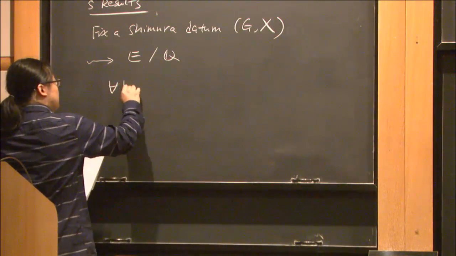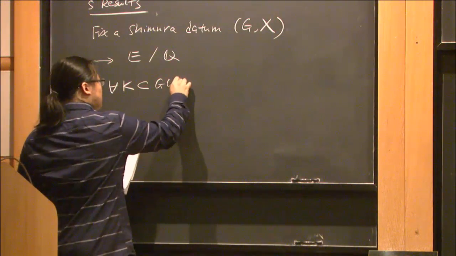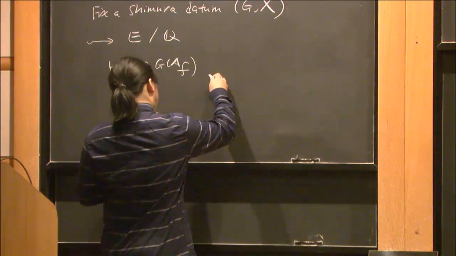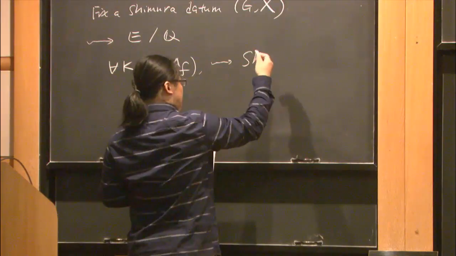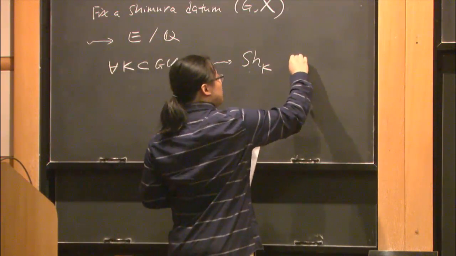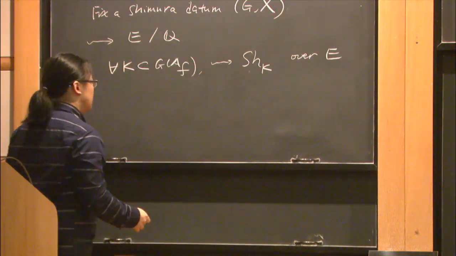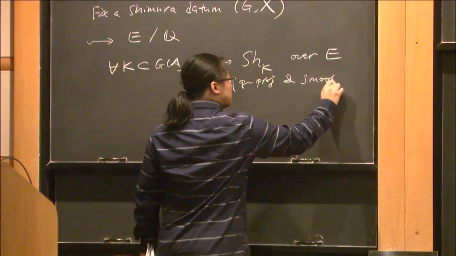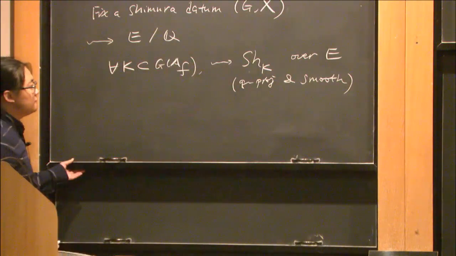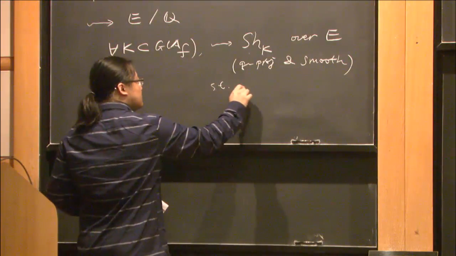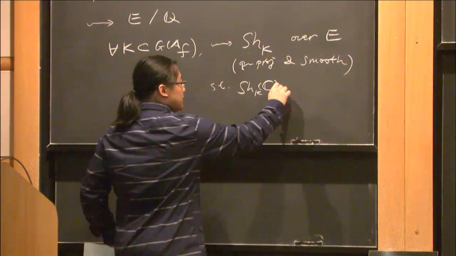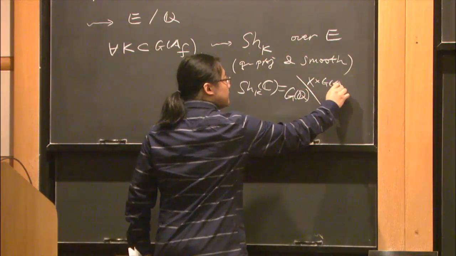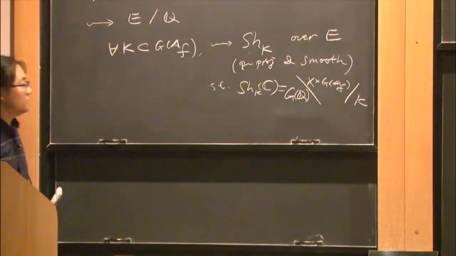And also, for all compact open subgroups K of the finite adelic points of G, which we assume are small enough, we would get an algebraic variety Sh_K over E, which is quasi-projective and smooth, at least if you assume K is small enough, and such that its C-points recover this familiar double quotient G(Q)\(X × G(A_f)/K). Okay?